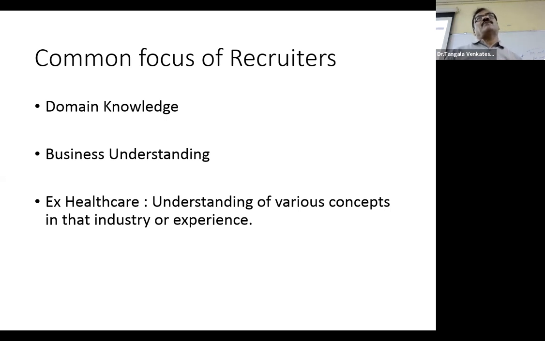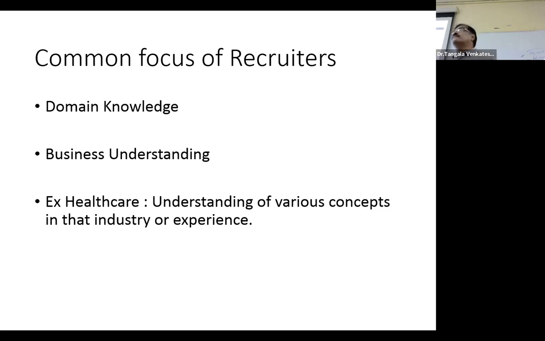If you say I am a domain expert, I have studied the full subject of banking and financial services, but when you are recruited by a company you don't know the difference between a debenture and a share, how ROI is calculated for a share and how ROI is calculated for a debenture, that means you don't have a proper conceptual understanding of that particular domain.